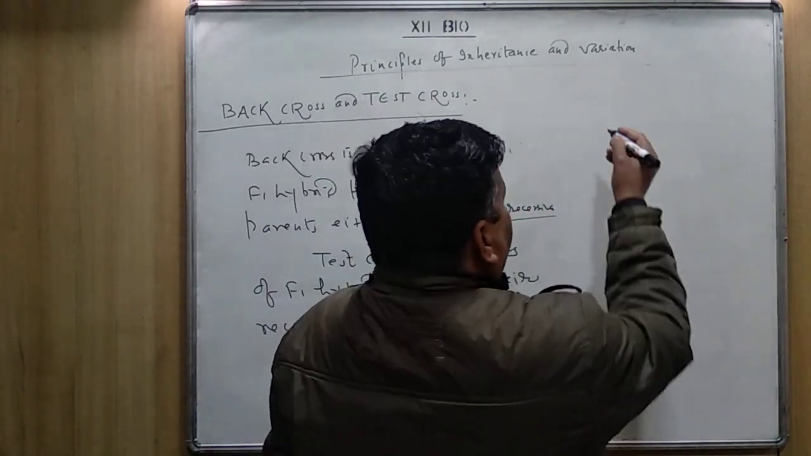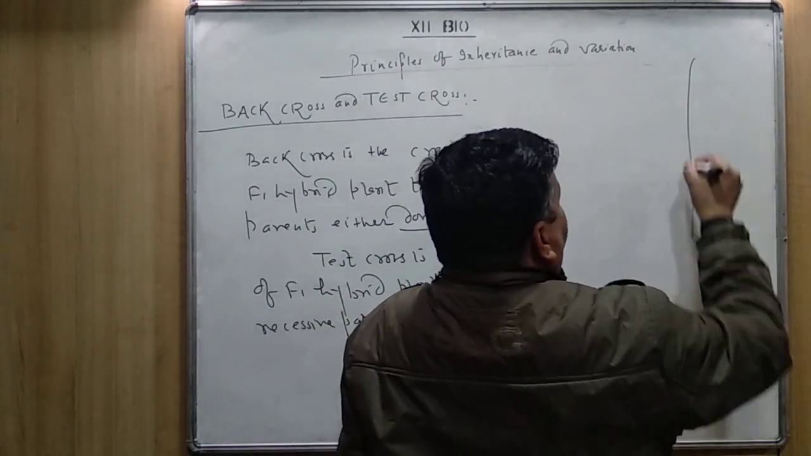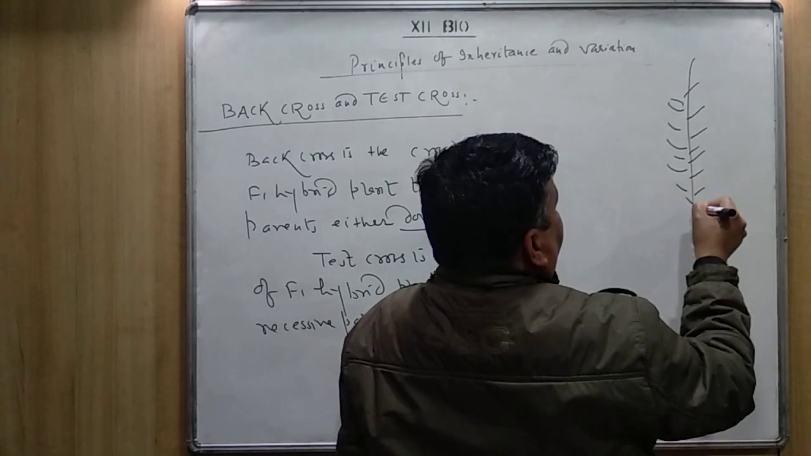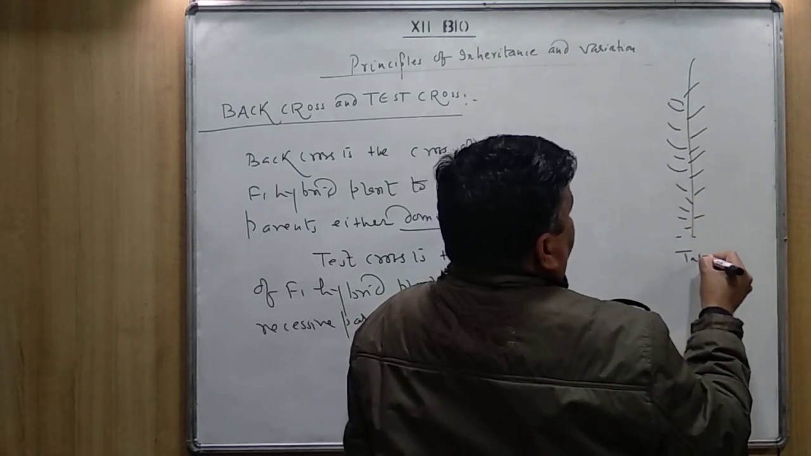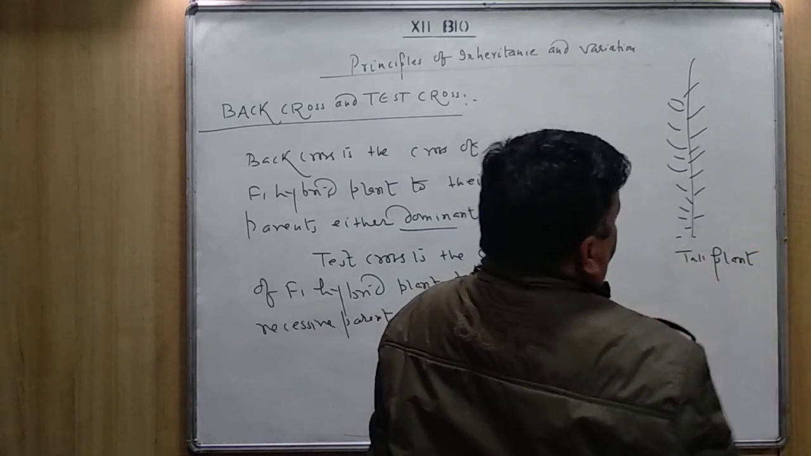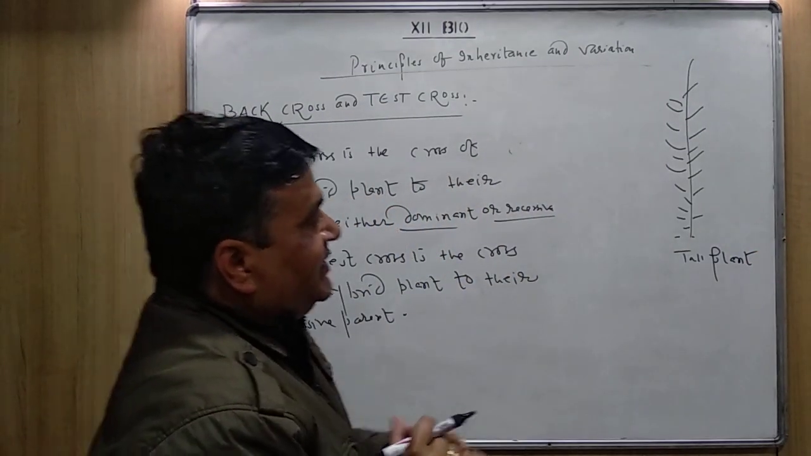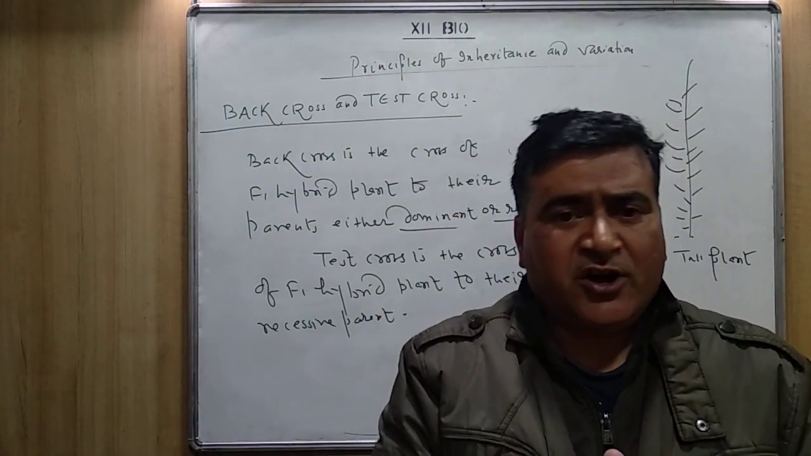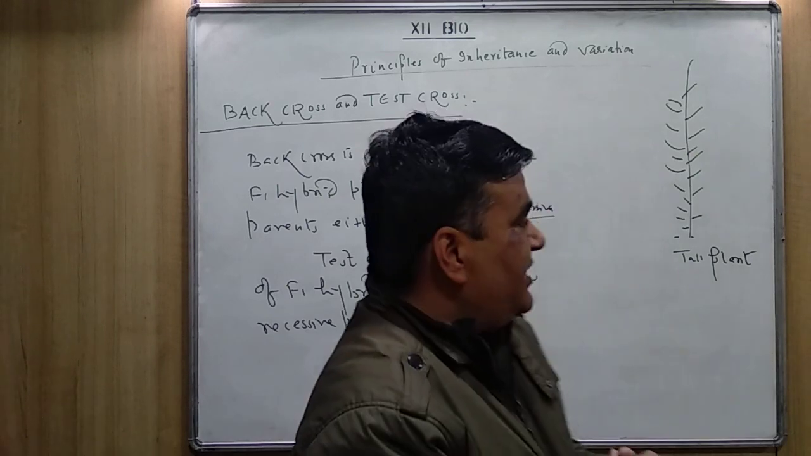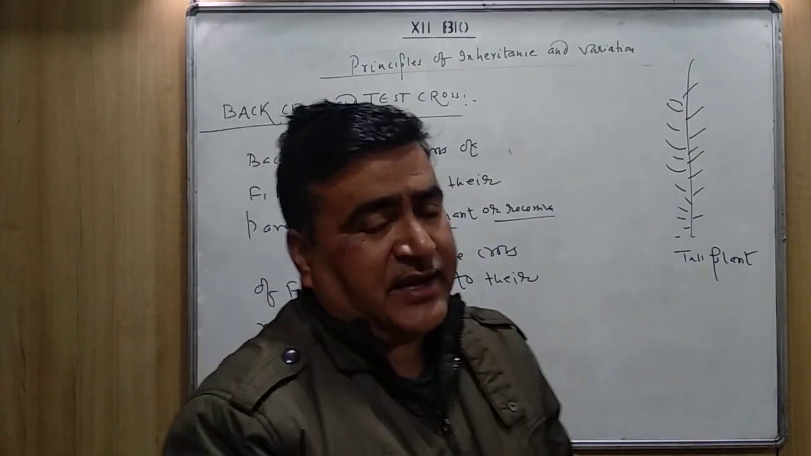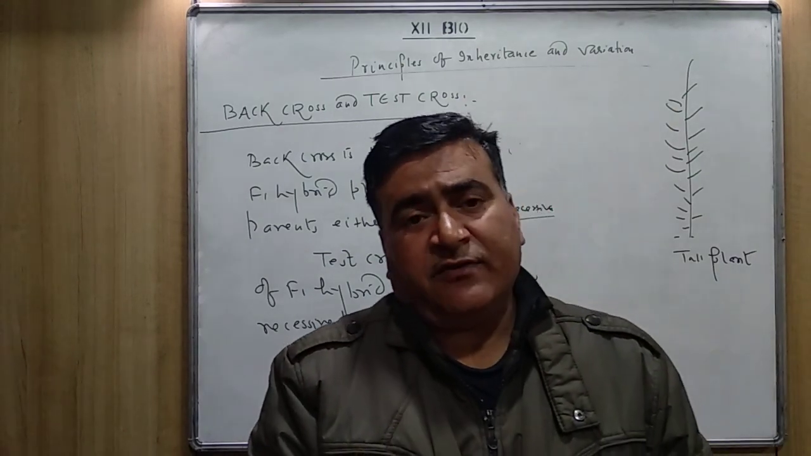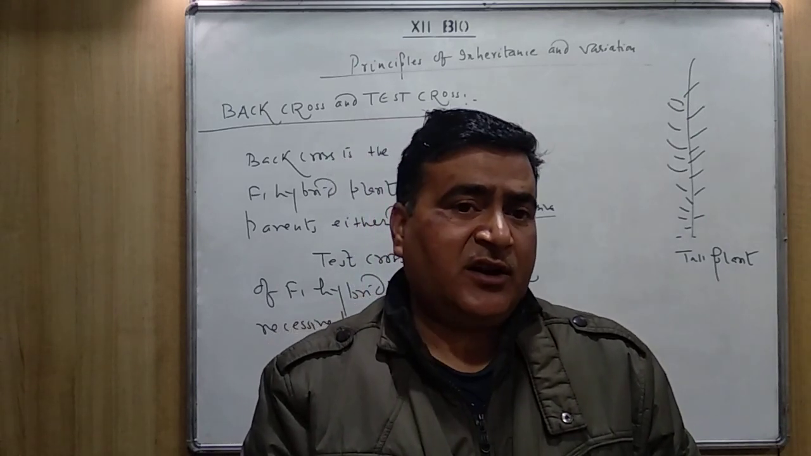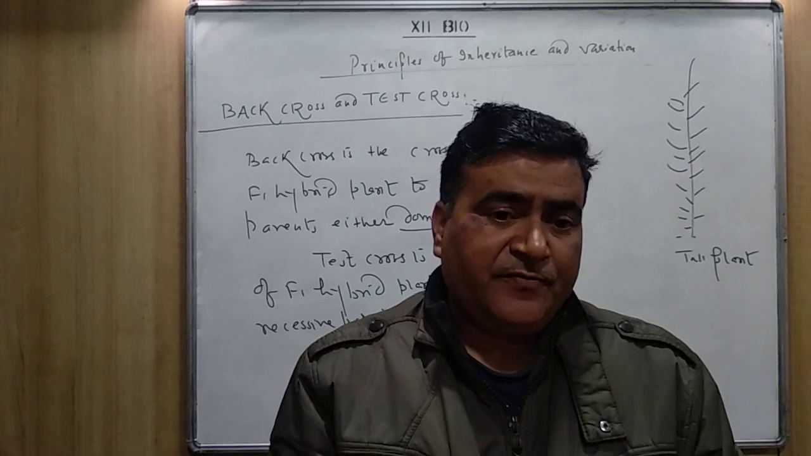You can say here also, suppose there is a plant and the plant is tall. This one is the tall plant. And this tall plant may be hybrid or may be pure. You are not aware whether the tallness is due to the presence of homozygous allele or the heterozygous allele, or you can say they are pure or they are hybrid.